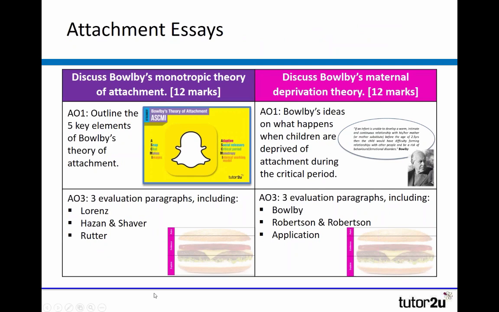Okay, so just to recap, if you get either of these 2 essays, and this is really important, if it's the monotropic theory, you're outlining the 5 key components of Bowlby's theory: adaptive, social releasers, critical period, monotropic, and internal working model. And then you're going to bring in 3 evaluation paragraphs, which is really nicely done with research here: Lorenz's geese, Hazan and Shaver's love quiz, and then Rutter's institutionalisation.